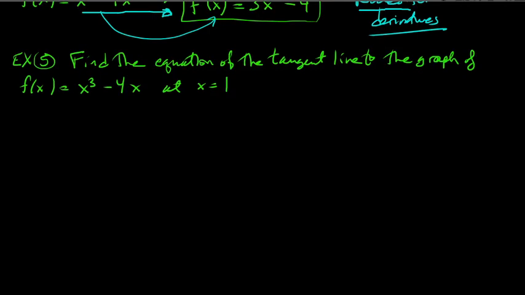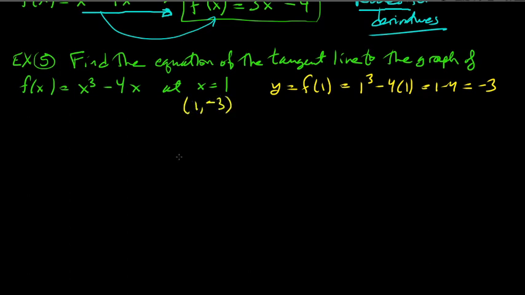So, of course, first thing you can find is y. y is just f of 1. So that's going to be 1 cubed minus 4 times 1. So 1 minus 4 is negative 3. I didn't give you that information. I could have, but I said at the point 1, negative 3.